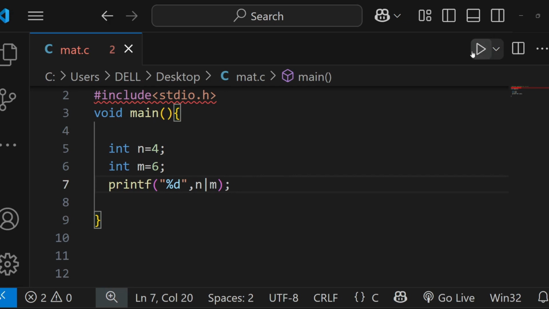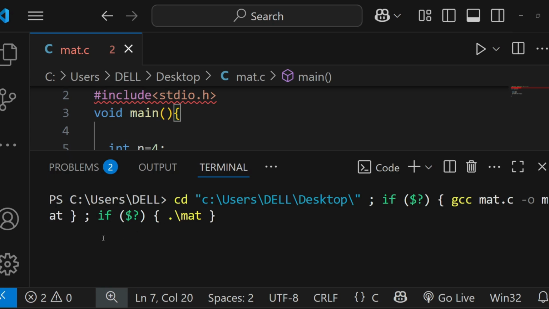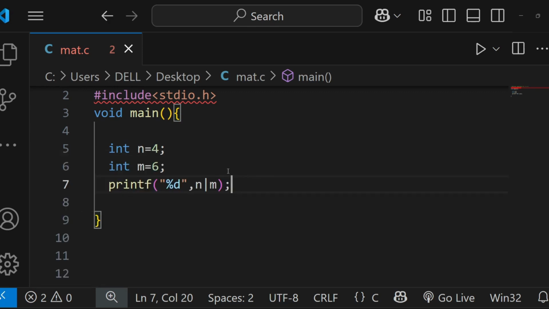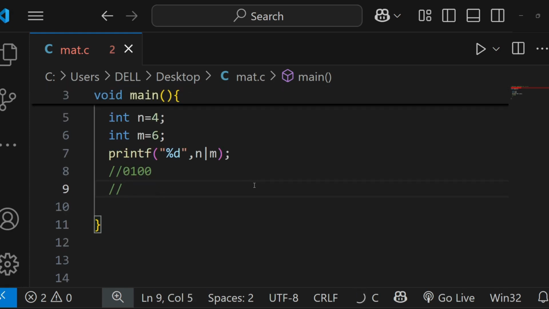If I just try to run the code and see the value, this time it is giving me a different value, that is 6. Okay, first we will go with this 6. Again we have to convert it into binary. So the first value is what? It will be 0, 1, 0, 0. We know that. The second value is what? That will be 0, 1, 1, 0. We know that.